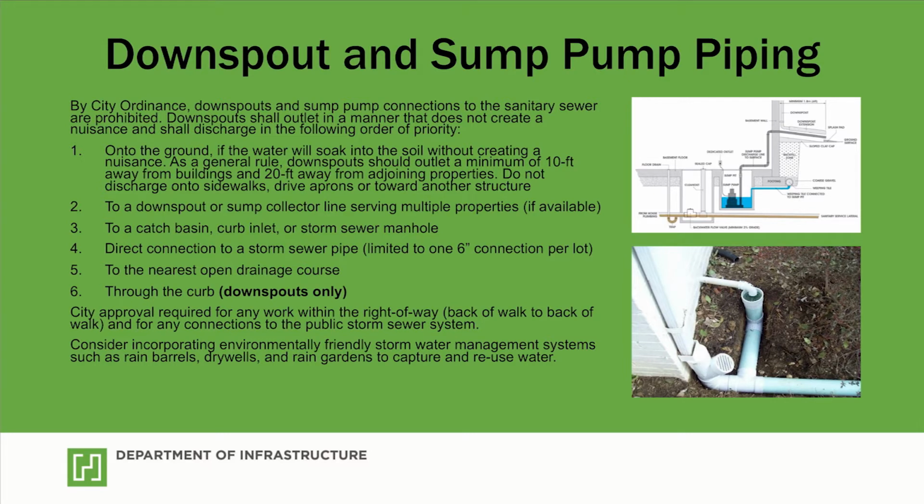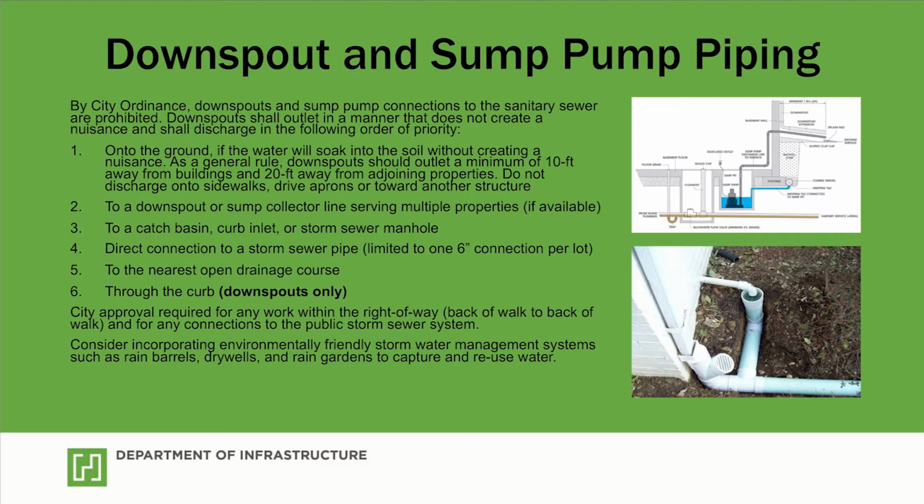Here is some guidance as far as where the downspouts and sump line piping should go. By city ordinance, those are not allowed to connect into the sanitary sewer. As I spoke about earlier, those would be considered clean water connections, and they can't create a nuisance. We created a priority list for ideally where that water should go.